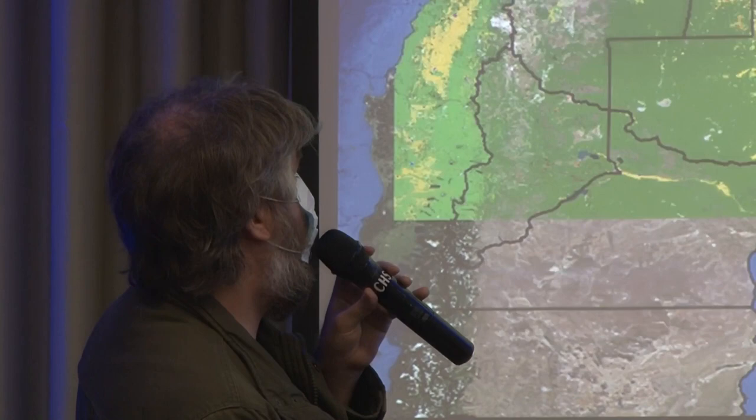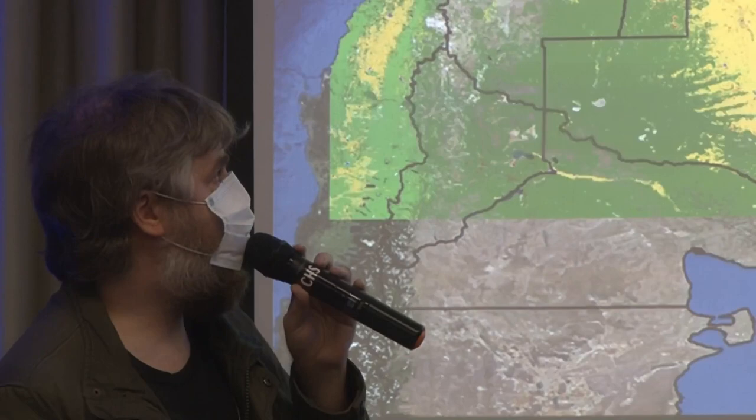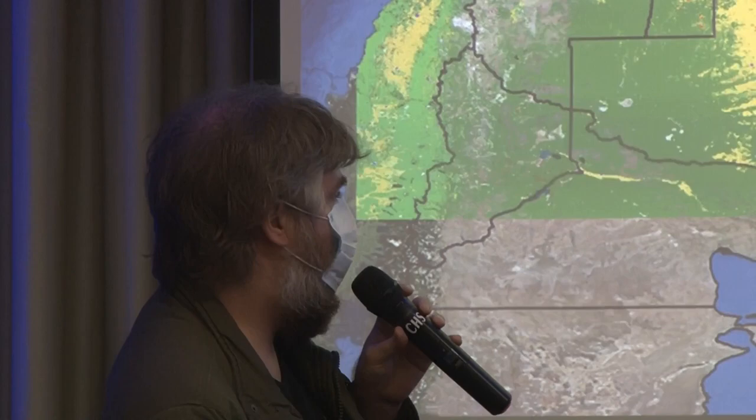Perhaps the more interesting stuff are the red ones, which are this agrarian frontier expansion. These were pixels that were forest or shrubland and were transformed, at some point of the trajectory, into agricultural use. And those purple ones are the urban settlement, recent and consolidated urban settlement zones.